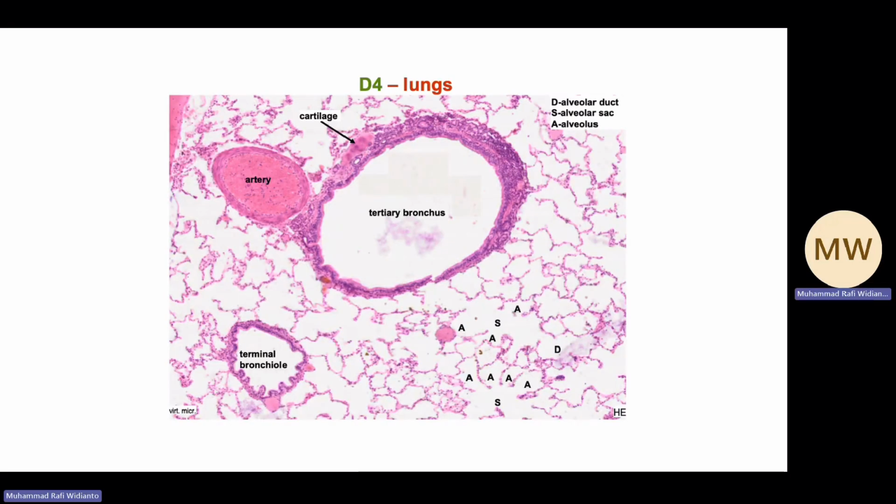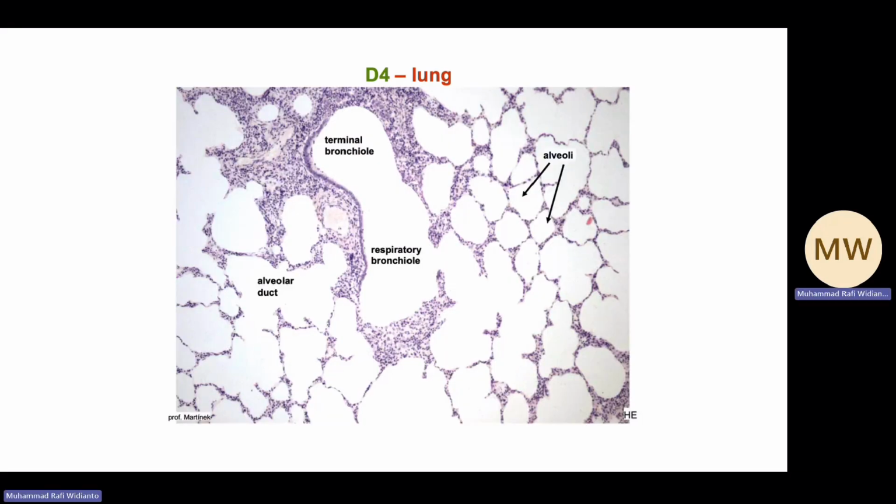And then in this slide, it's just a lung slide. You can see that there's the tertiary bronchus, the terminal bronchus, and the artery. And you can also see the alveolus and the alveolar sac. Here is just another view of the lung. You can see the terminal bronchus, the terminal bronchiole, which we'll discuss further in future slides.